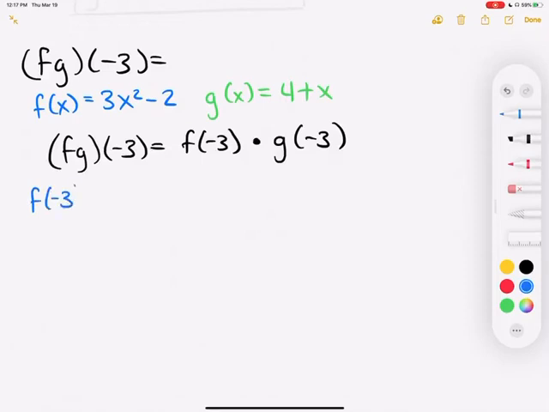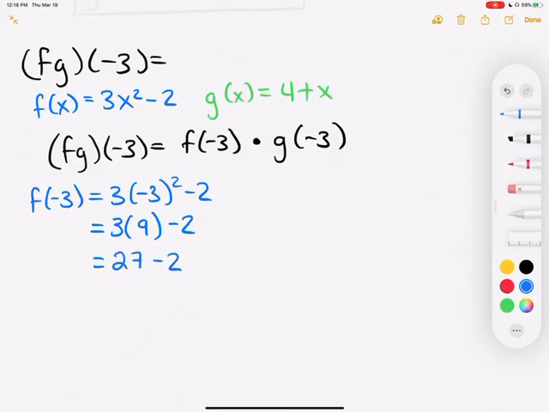Okay, so let's go ahead and find f of negative 3 first. F of negative 3 means I have to replace all of the x's in the f function with negative 3 and see what the result is. So let's do the exponents first. Negative 3 times negative 3, that's 9. And then let's do the multiplication. So 3 times 9, that's 27. And then let's do the subtraction. So it looks like f of negative 3 is 25.